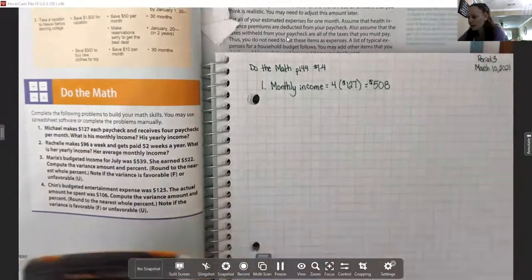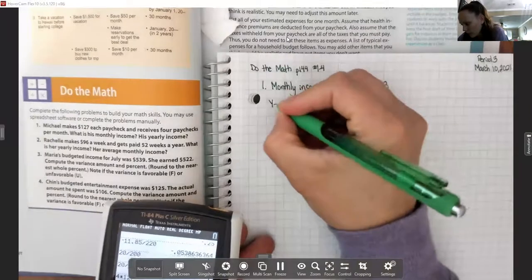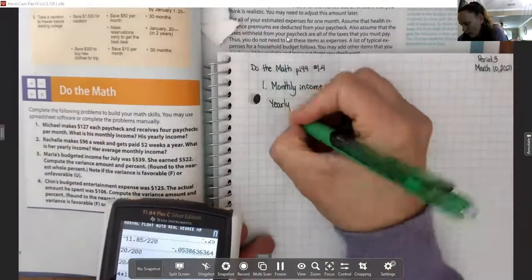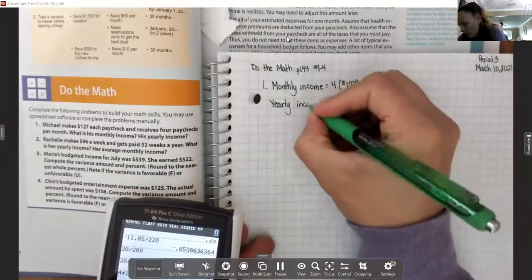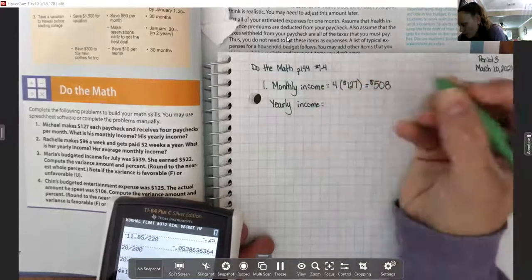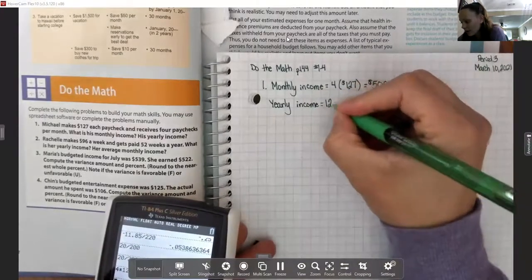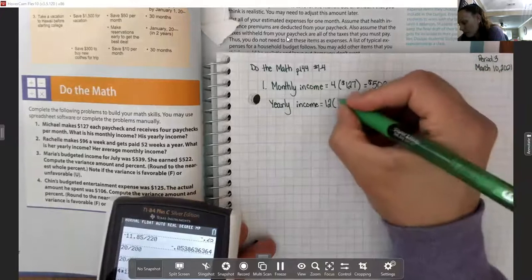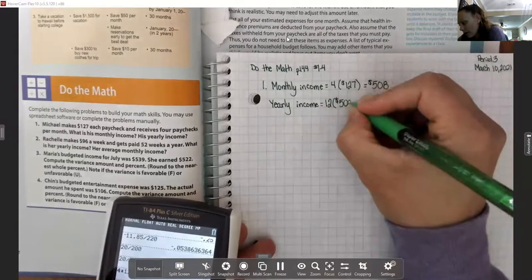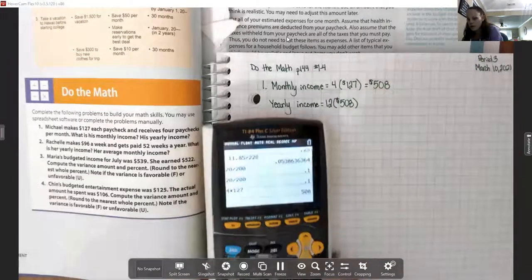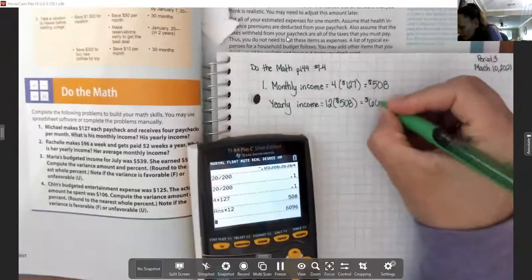We also want his yearly income. So we know there are 12 months in every year. So we're going to take 12 and multiply it by the monthly amount of 508. So Michael makes $6,096 every year.